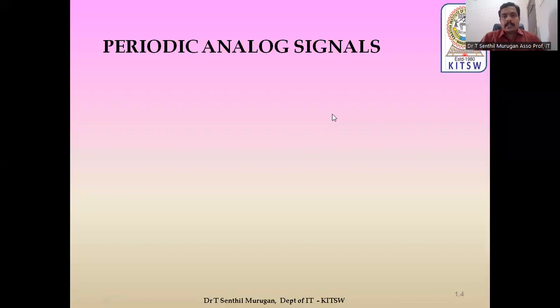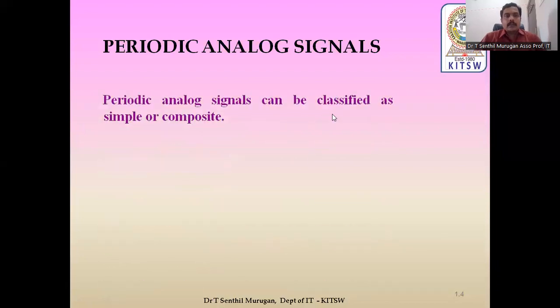What are periodic analog signals? Periodic analog signals can be classified as simple or composite. First, what is a periodic analog signal? An analog signal is a continuous signal. Periodic means we can repeat the same signal until reaching the destination.